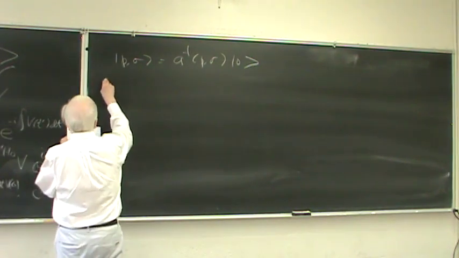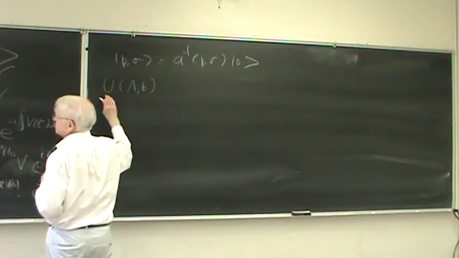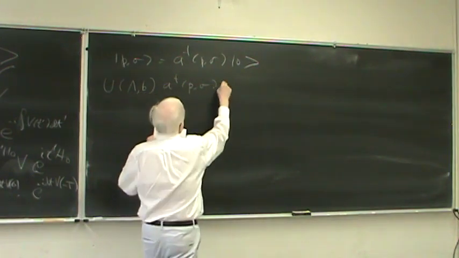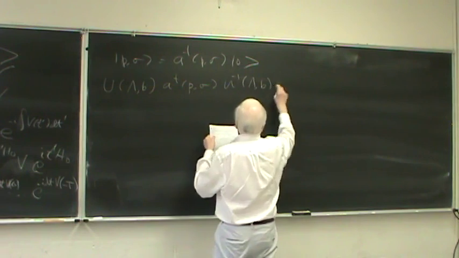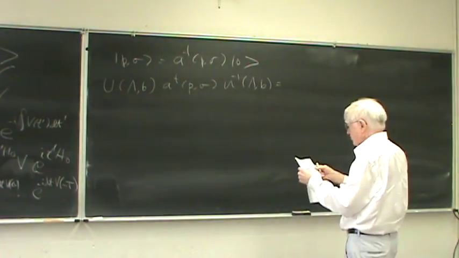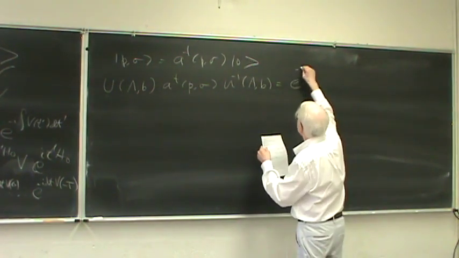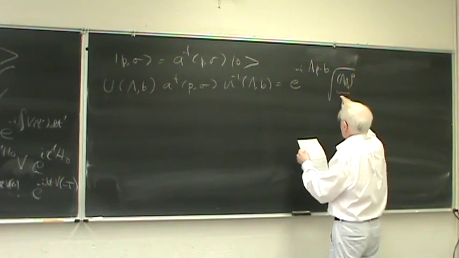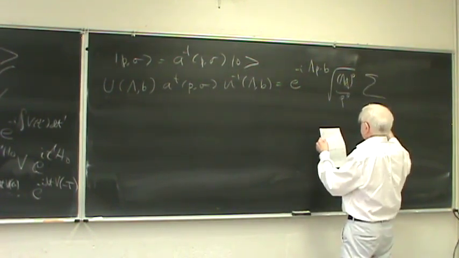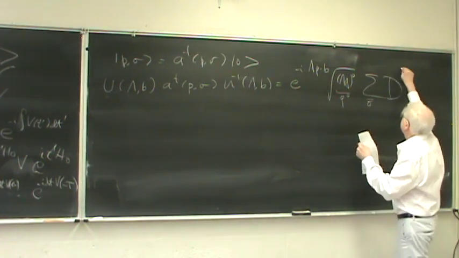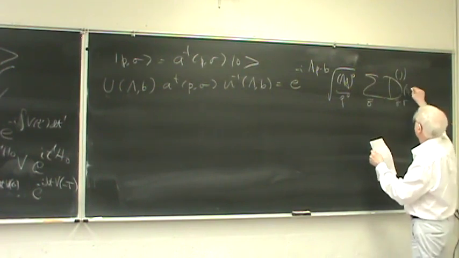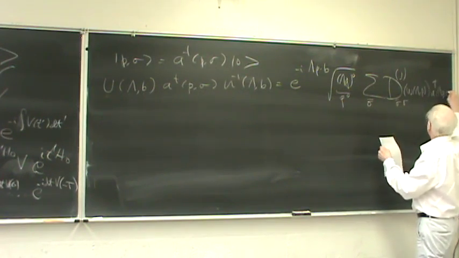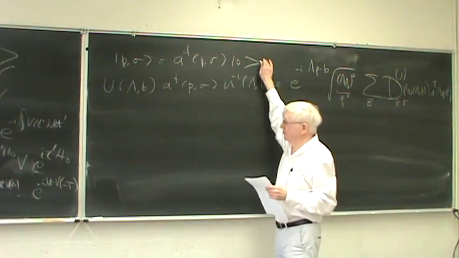So what we're going to say then is that U(Λ, b), a unitary transformation, an arbitrary Lorentz transformation and translation, acting on a†(p, σ) with the inverse of that, is, first of all, e^{-iΛp·b} times the square root of (Λp)⁰/p⁰, a sum over σ̄ of D^j_σ̄σ(W(Λ, p)), a†(Λp, σ̄).